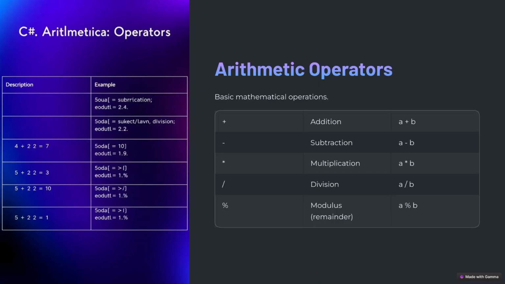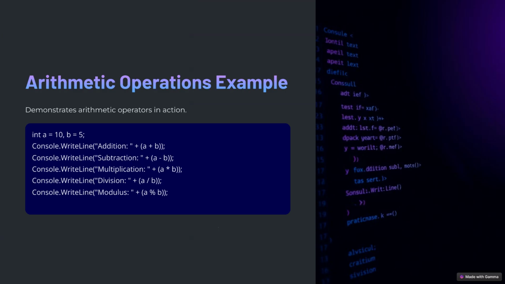The most commonly used operators are arithmetic operators, which help us perform basic mathematical operations like addition, subtraction, multiplication, and division. Let's look at a few examples to understand how they work. Here, we define two integer variables, a and b. We then use arithmetic operators to perform calculations and display the results on the console. This is essential for handling numerical data in applications like financial software, calculators, and gaming logic.